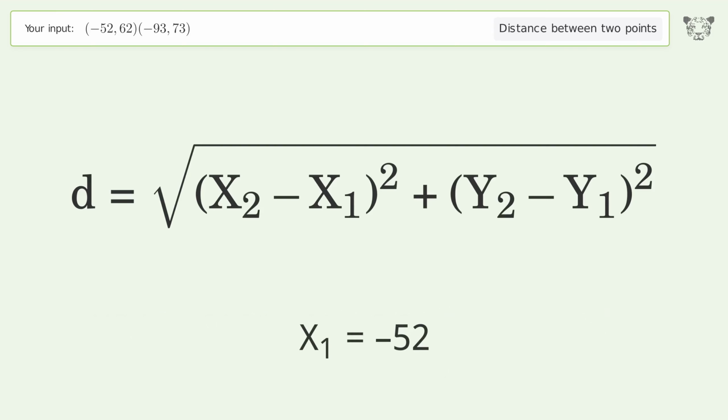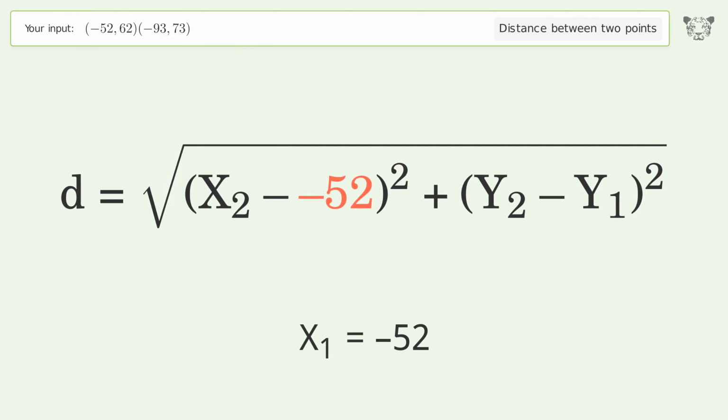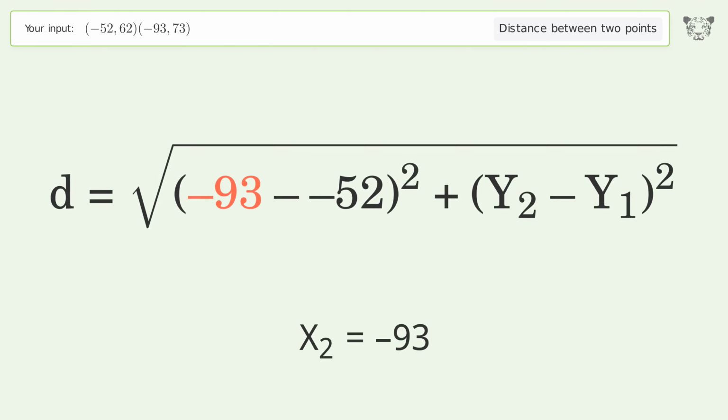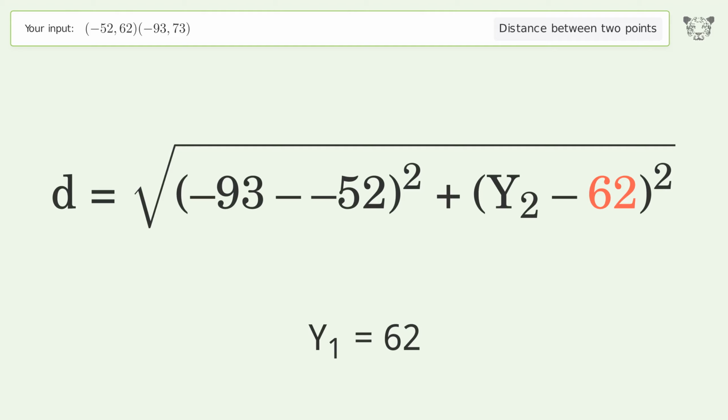x1 equals negative 52. x2 equals negative 93. y1 equals 62. y2 equals 73.